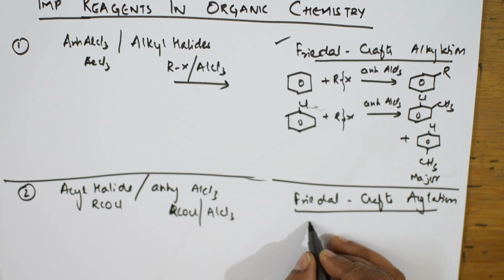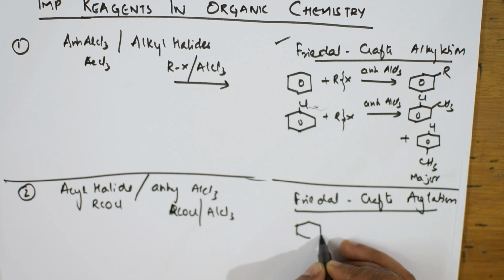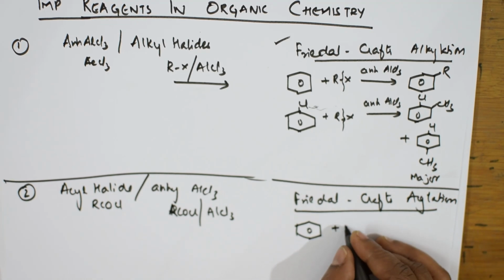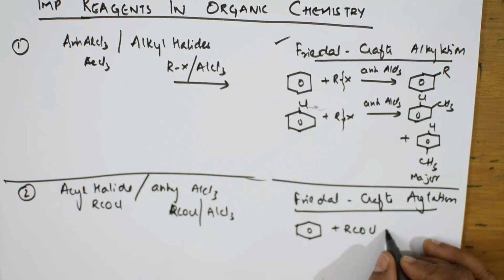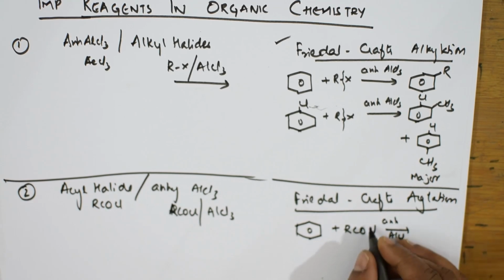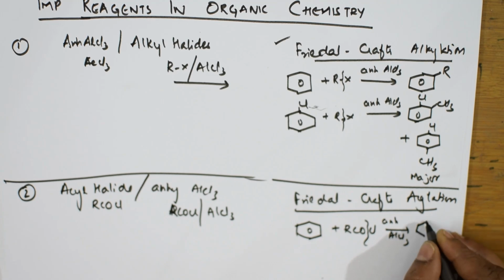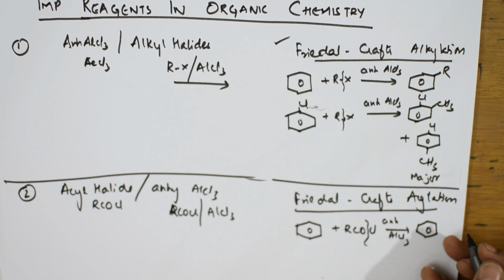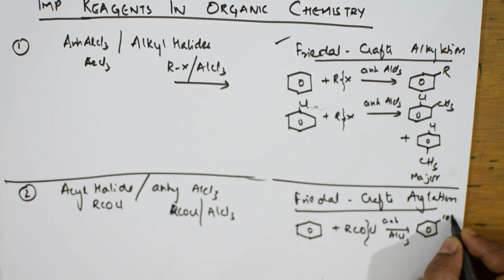What happens in Friedel-Crafts acylation reaction? Here there is an introduction of an acyl group in the benzene ring. Here what do we write? RCOCl in the presence of anhydrous AlCl3. Correct? There is a cleavage of the bond here. What do you get? You are going to introduce the acyl group into the benzene ring, COCH3.